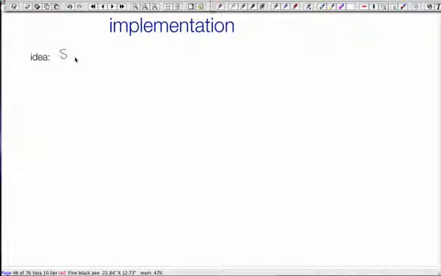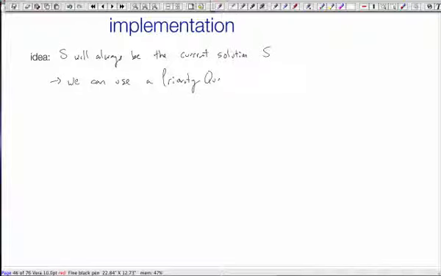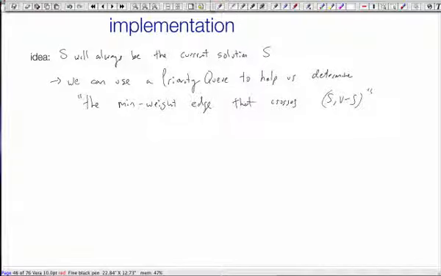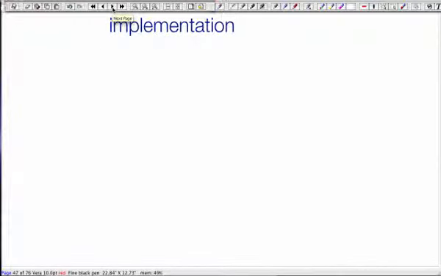So the idea is going to be S will always be the current solution S, and we can use a priority queue to help us determine the minimum weight edge that crosses the cut S, V minus S that we're maintaining. Okay? And so let's get into some slightly more details about this. So let's start with the priority queue.